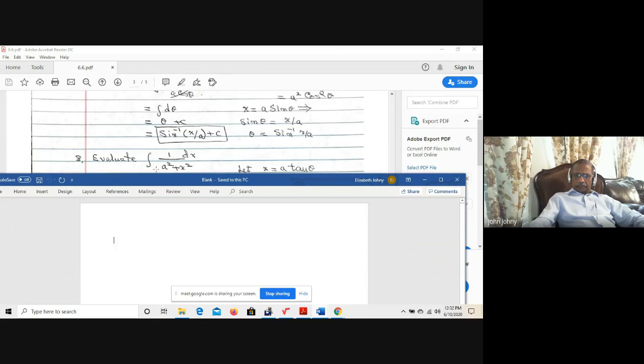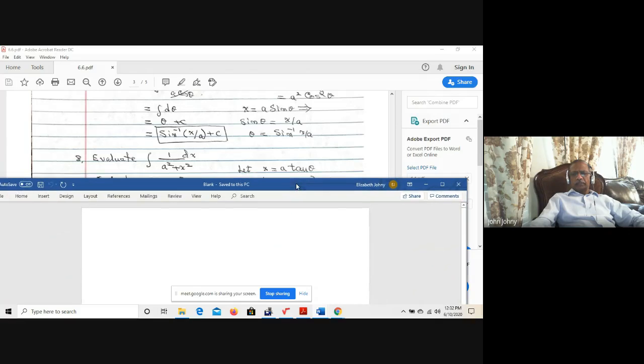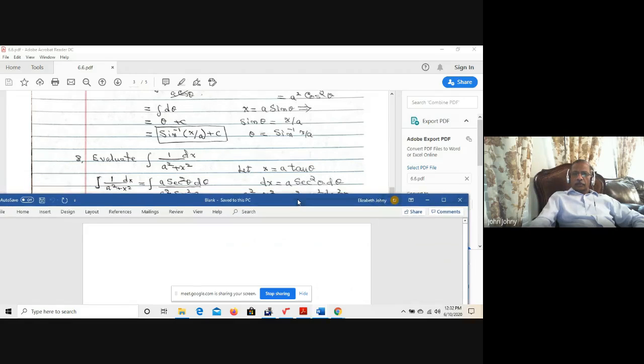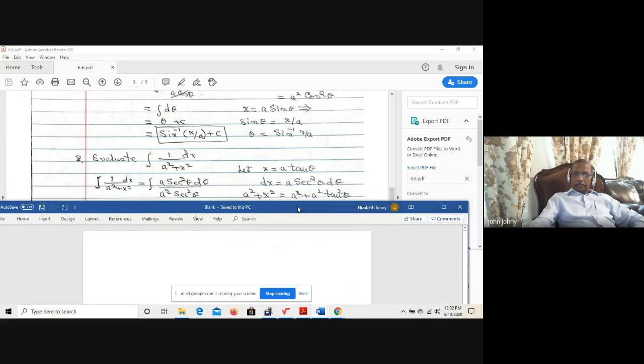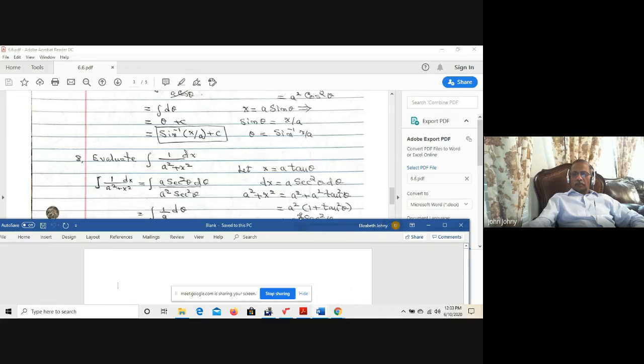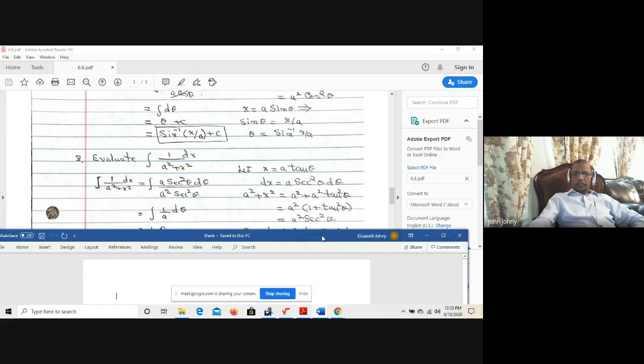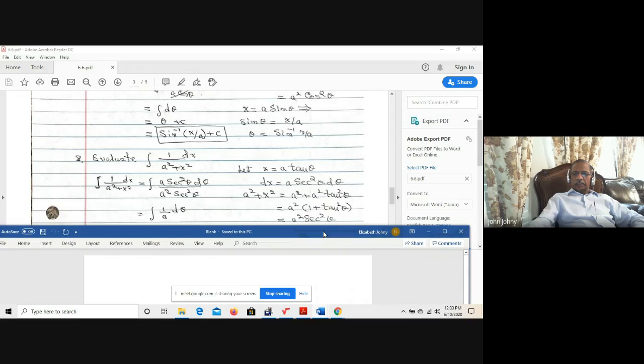If it is a sum of two squares, the transformation must be x is equal to a tan theta. Therefore, dx is equal to a secant square theta d theta, and a square plus x square is a square plus a square tan square theta. That is a square times 1 plus tan square theta. 1 plus tan square theta is secant square theta, so a square plus x square is equal to a square secant square theta.